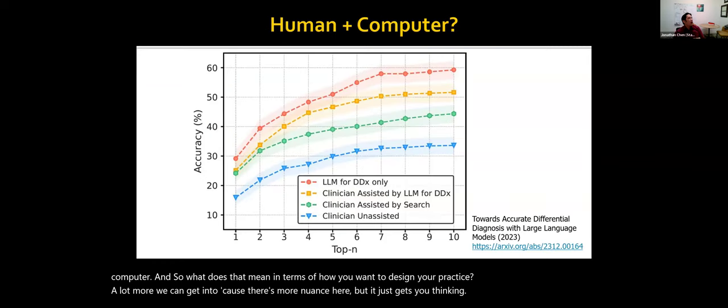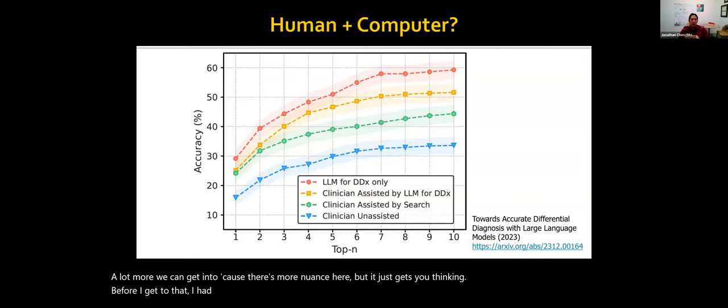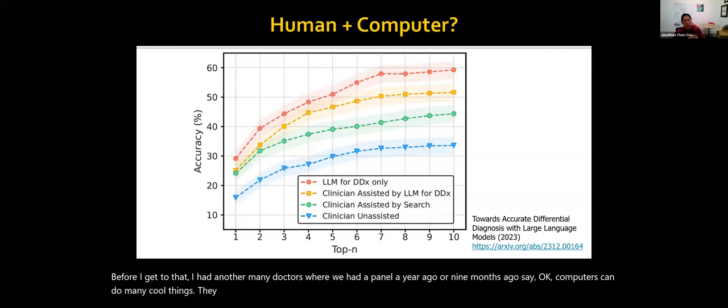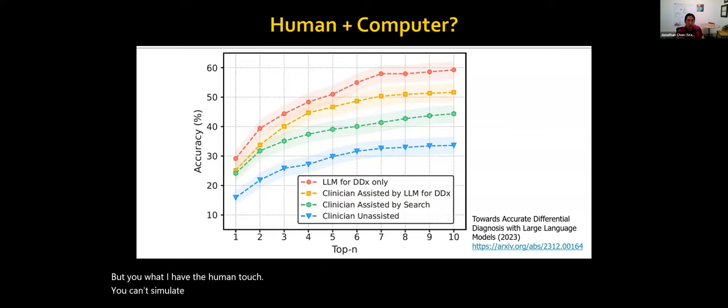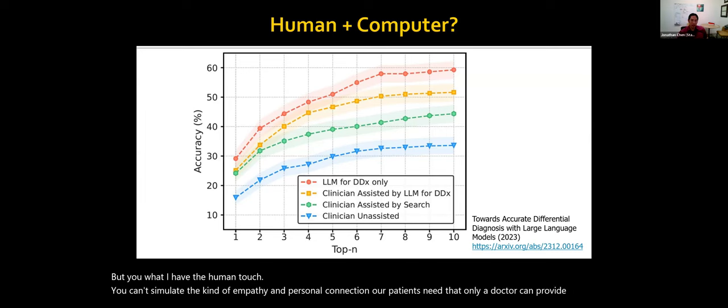Well, before I get to that, I had another point. Many doctors, we had a panel a year ago or 9 months ago, say, okay, computers can do many cool things. They can look up information. Of course, they're good at that, and they're getting better. But you know what I have? I have the human touch. You can't simulate the kind of empathy and personal connection our patients need that only a doctor can provide them.